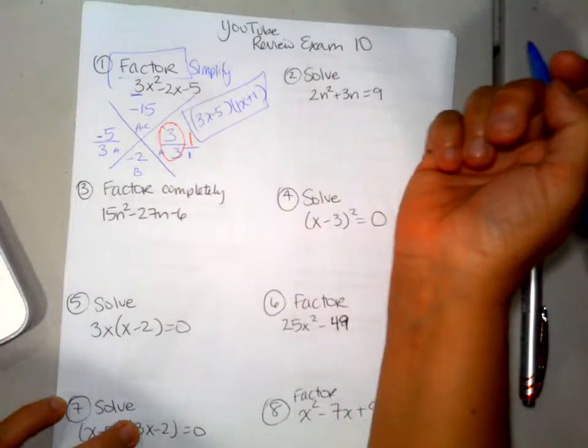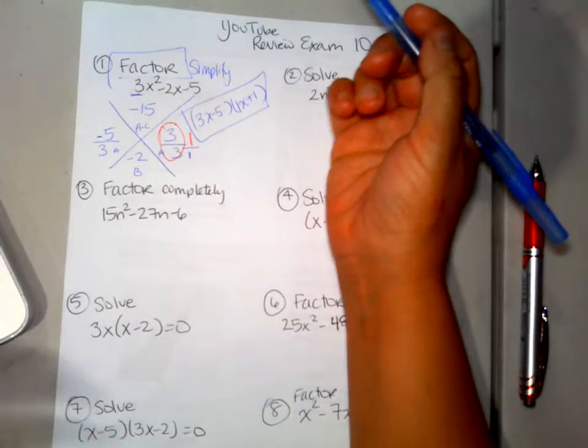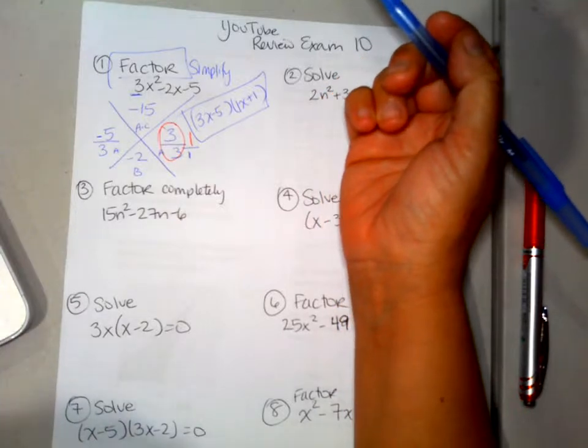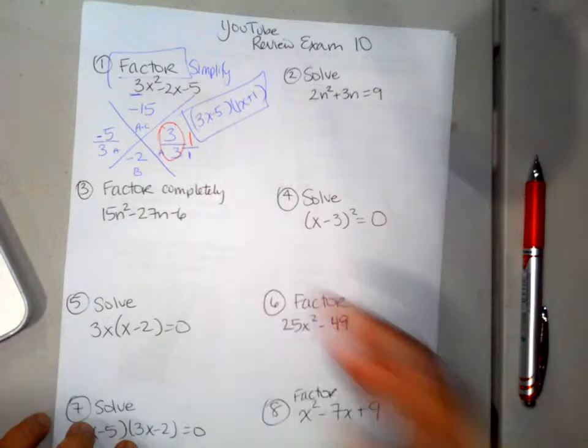If you're not sure if you got the right answer, FOIL it out. Put it in the Punnett square. Use the vertical method. Whatever you need to do to make it easier for yourself so that you can check your work and see if you got it right.